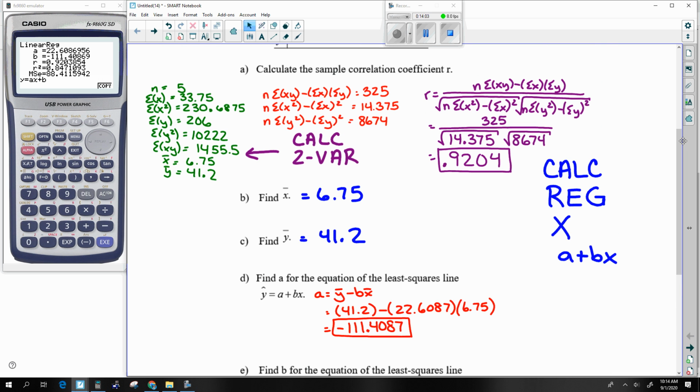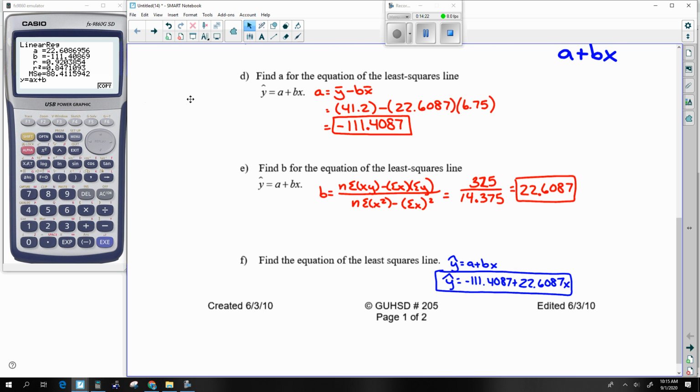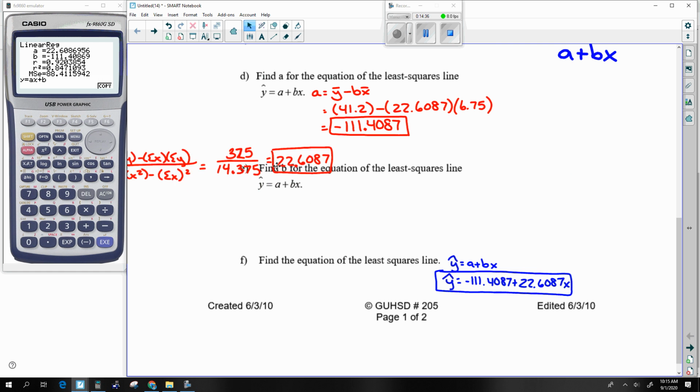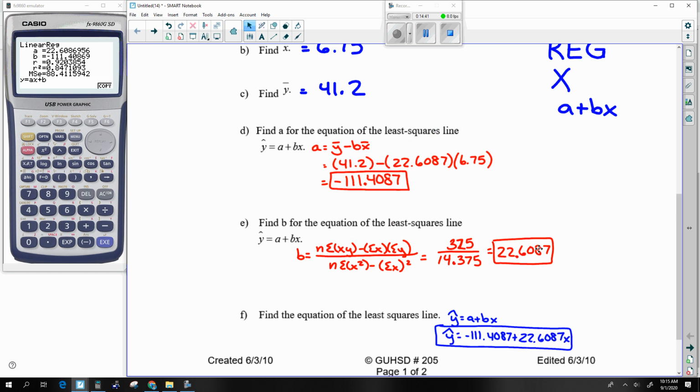But notice what this screen tells you. It gives you R. R is 0.9203, which is exactly correct. Take a look at our R. We're correct. Again, look at what your calculator is saying. Your calculator should be saying A is equal to negative 111.4087. That's what we got right here. Our A is that A. Our B is that B. So they give you the A and the B. Thus, they, in essence, give you the equation that you need.